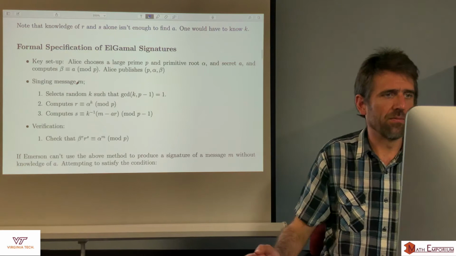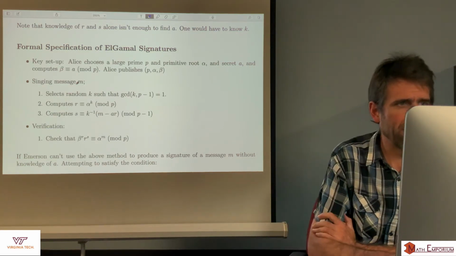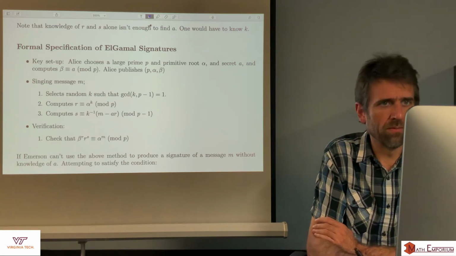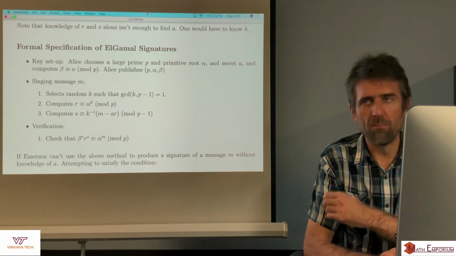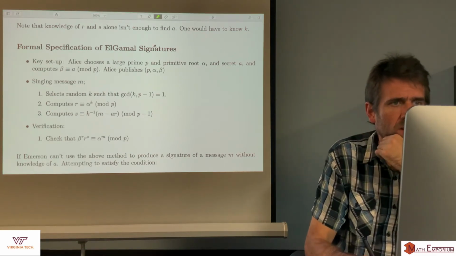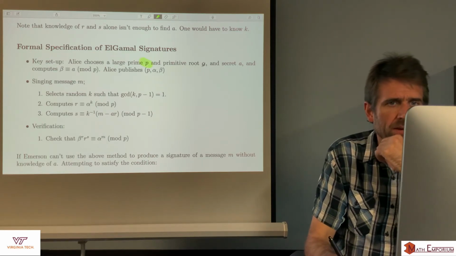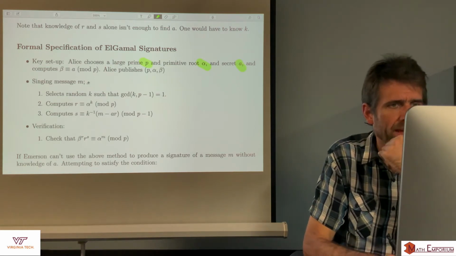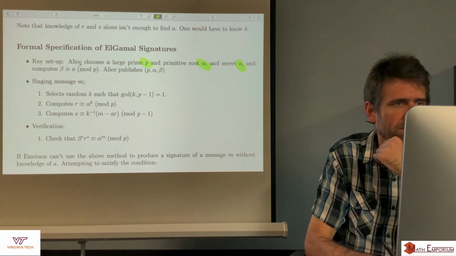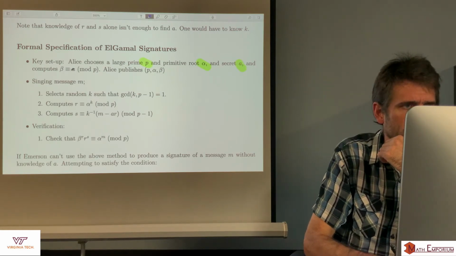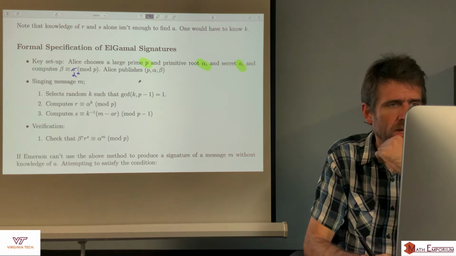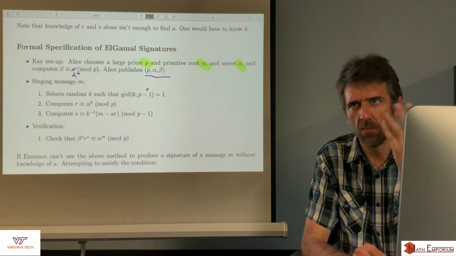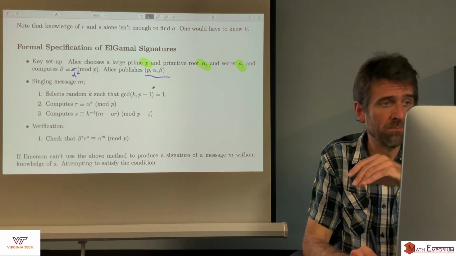All right, so to formally specify this signature scheme, this is what's known as ElGamal signatures. This is just reviewing what we've just said, but putting it in terms of the specification of this protocol. Alice is going to choose the large prime p, primitive root alpha, secret exponent a, which should be invertible mod p minus 1, and then she's going to compute beta, which is alpha to the a mod p. Alice is going to publish p, alpha, and beta. These will be public parameters of this instance of the scheme.